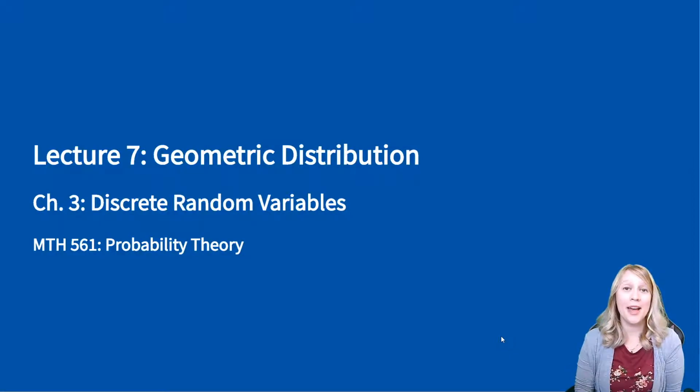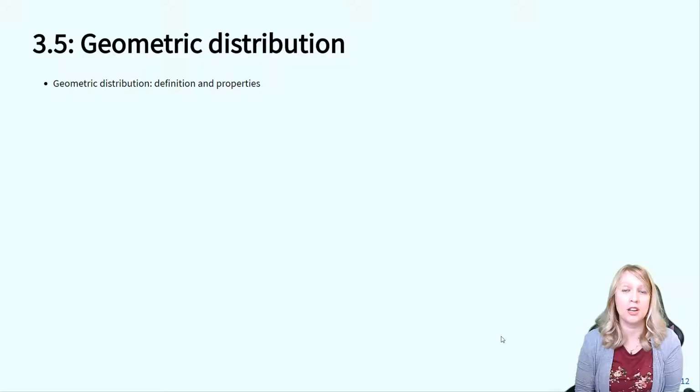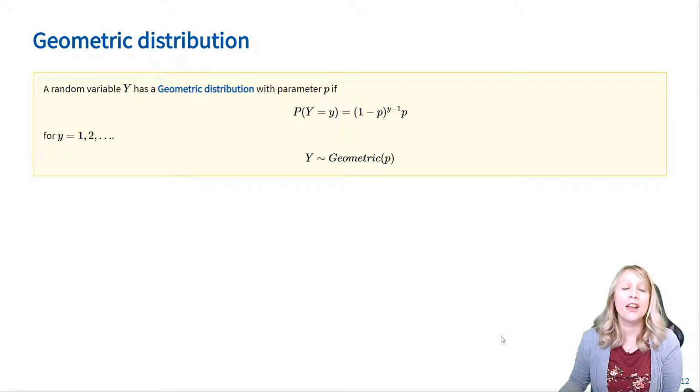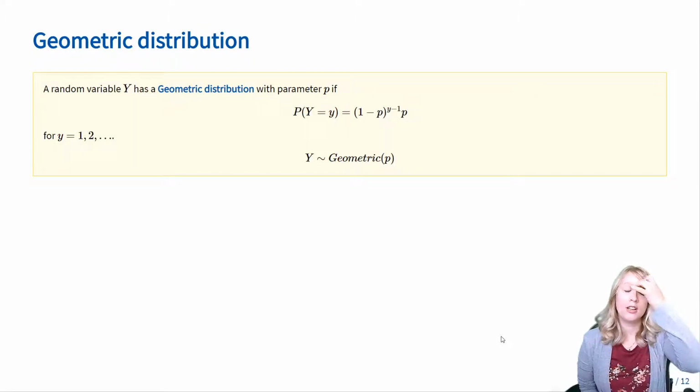Everyone, welcome back. In this video, we'll introduce the second of our discrete distributions, which is the geometric distribution. We'll start by defining the geometric distribution and talking about some properties of the geometric. Next, we'll look at how to find geometric probabilities, both by hand and using R. And then finally, we'll talk a little bit about the expected value and variance of the geometric. So let's jump into the geometric distribution itself.